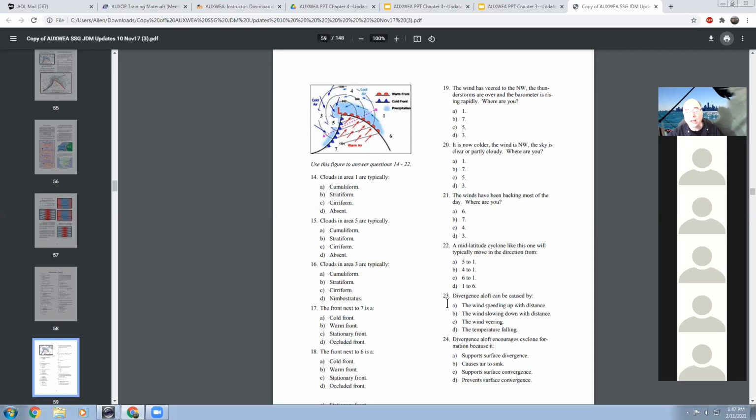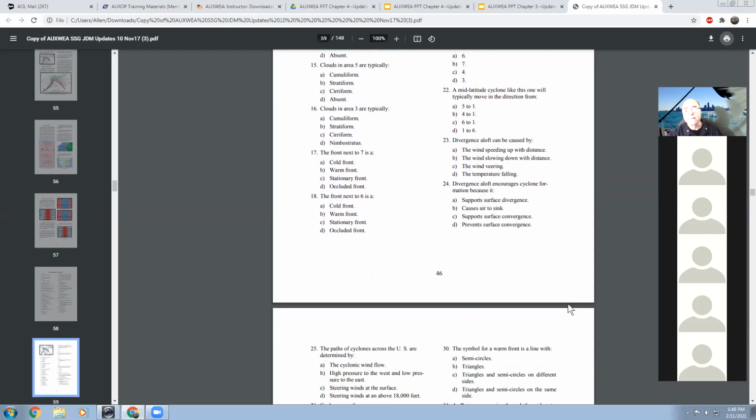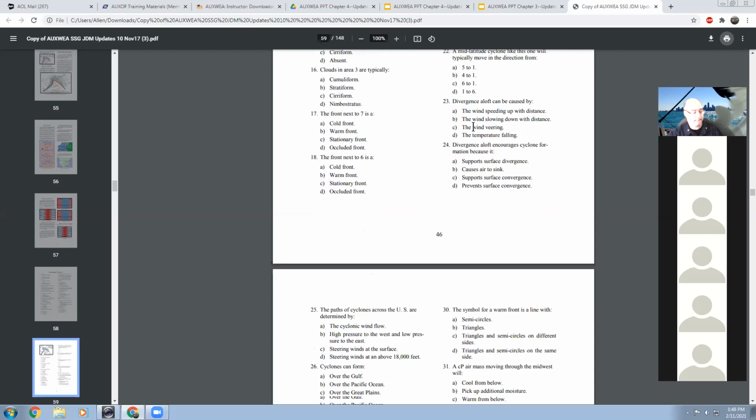Linda Coppell, number 23. Divergence aloft can be caused by? A. Yeah. Good. The wind's speeding up with distance. Good. This is a tough one. Good job, Linda.